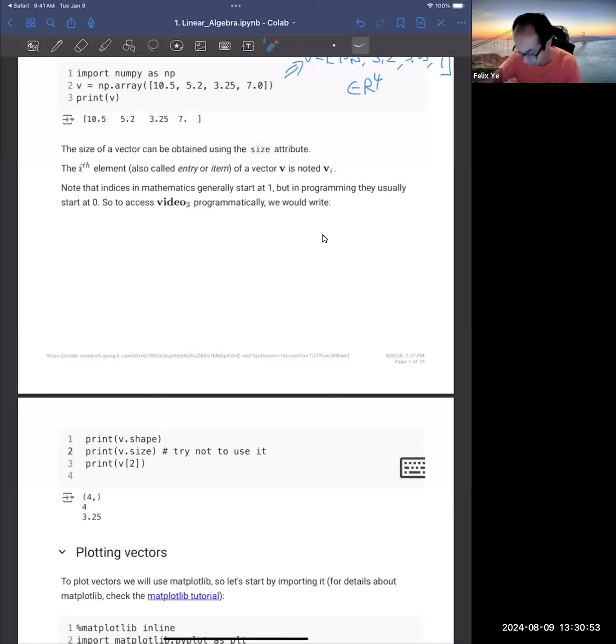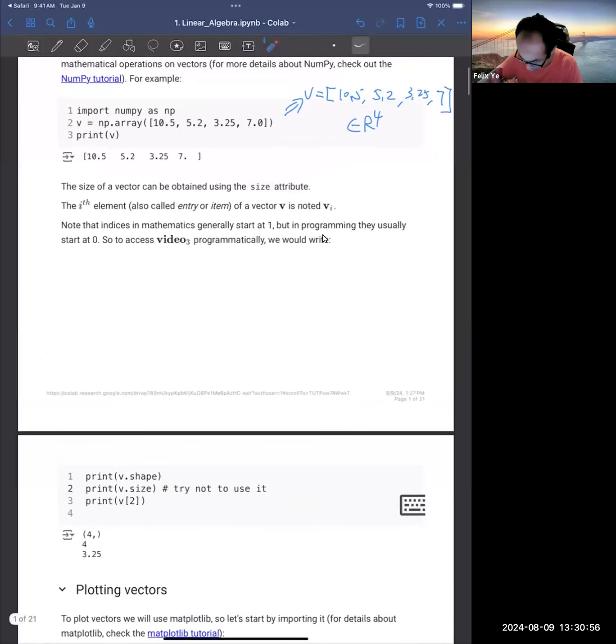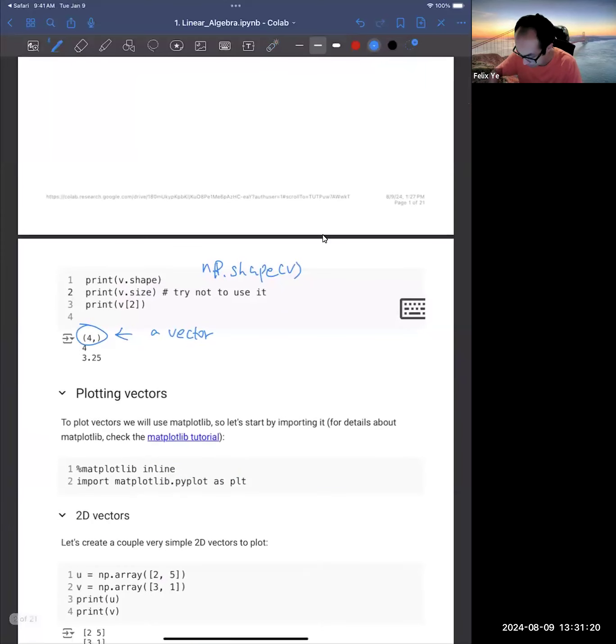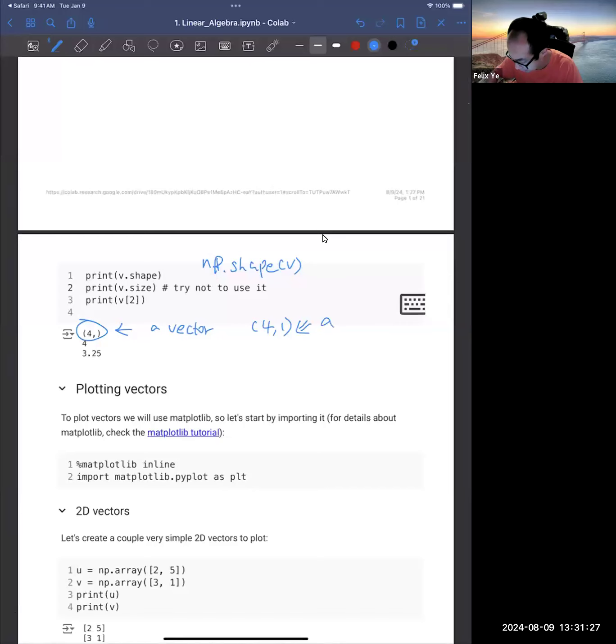If you want to know the shape of the vector, you can call v.shape, or similarly numpy.shape of v. It will output 4 comma, which indicates this is a vector. This is fundamentally different from an output of 4, 1, which is actually a matrix. A vector is 1D, while this is a 2D matrix that just happens to have only 1 column.